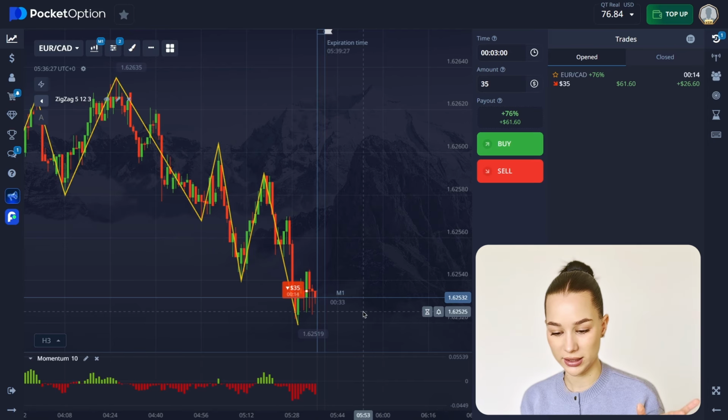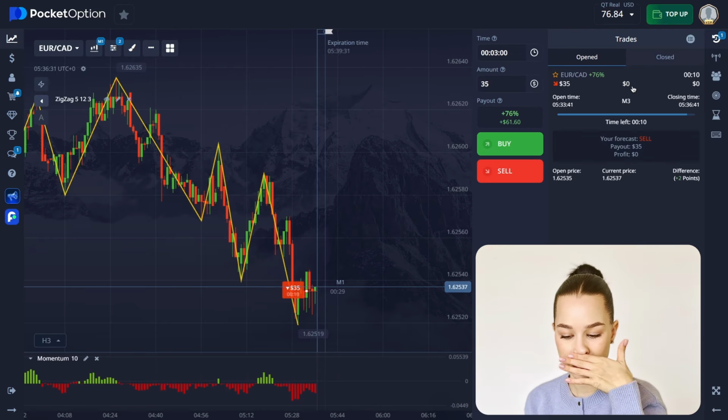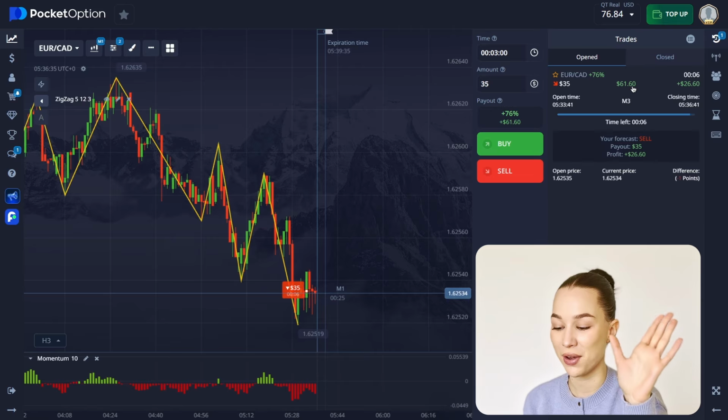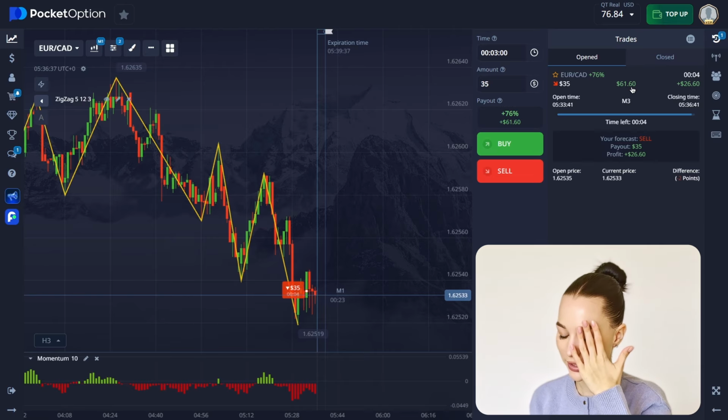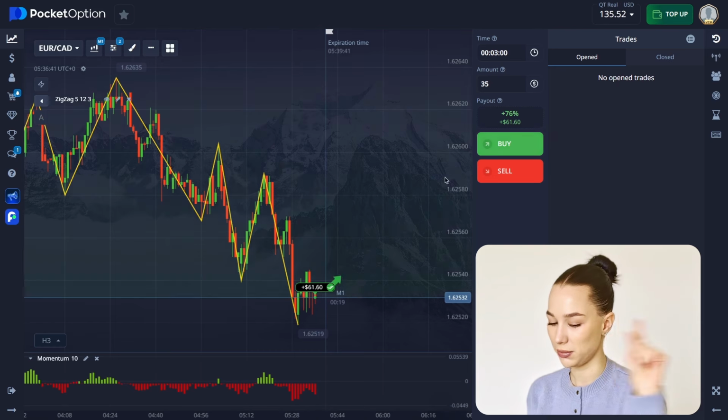Okay, let's cross our fingers. Oh no, I hope it's not gonna happen. Oh my god, I hate this kind of situation, really. 5 seconds. Okay, I'm trying not to look at that. 2, 1, and we close this trade in plus.